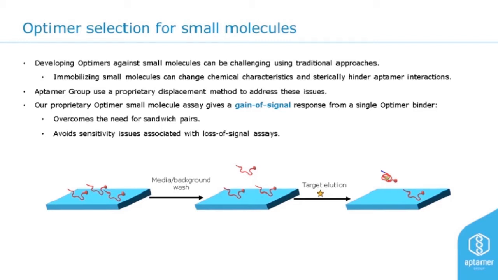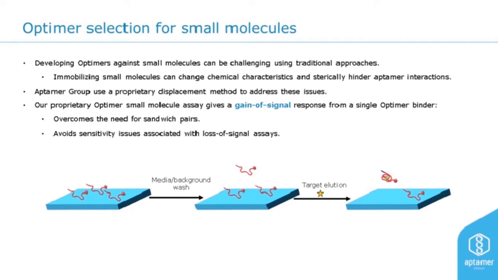Now we can use this in a variety of ways. One way is to use it in aptamer selection, and another way is to use that actually in an assay format. What you can see on the slide here is that we immobilize the aptamers, represented by the little red squiggles, onto a sensor surface. When we wash that surface, we remove any aptamers that are not actually associated with that surface, so that's background washing. And then when we introduce the target, the aptamers undergo a conformational change and they can be released from that sensor surface. Now these aptamers can then be quantified to give you a gain of signal.